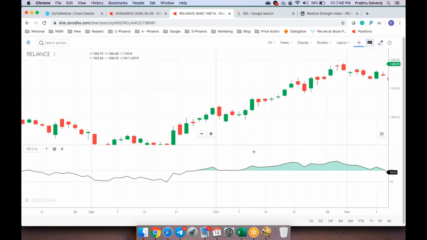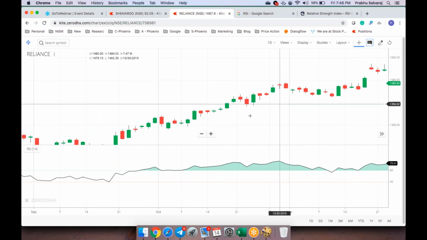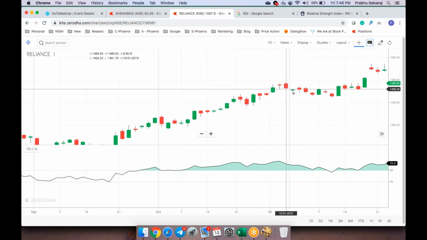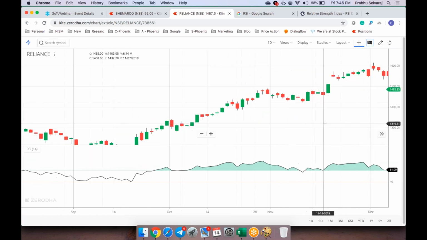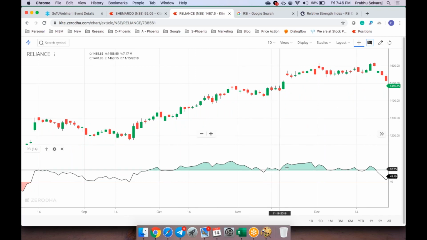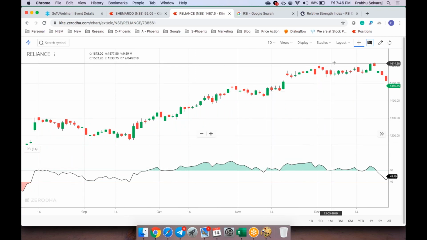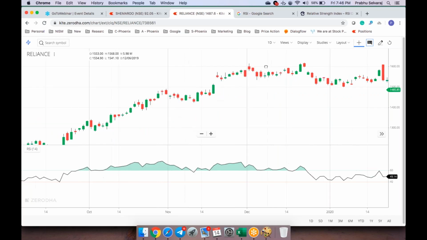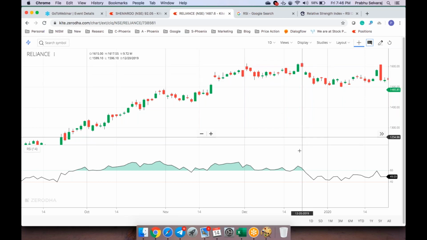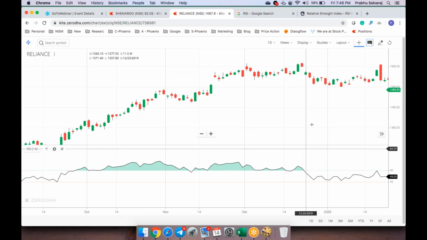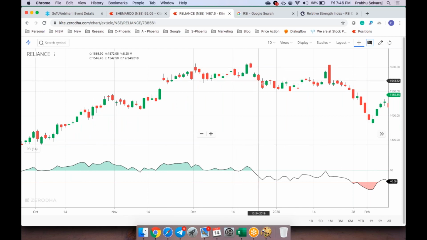This uptrend continues, and you get this beautiful up move. Again it came down, took a support, again a small dip, but again uptrend. But I'll tell you one more thing. As long as it stays above 60, the stock will keep going, keep going, keep going. At this point, when the RSI broke 60, the downfall will continue no matter what.